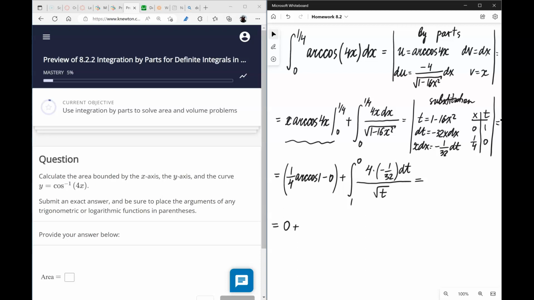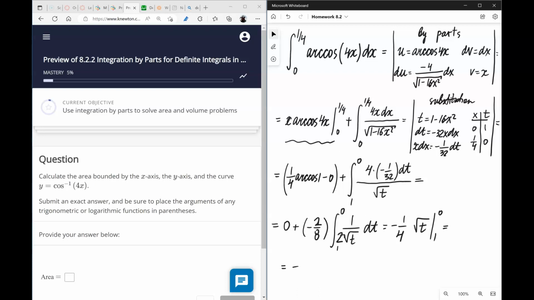We take out the negative 1/8, and now we have an integral of 1 over square root of t dt, but it's much easier to see the antiderivative of that if you just add an extra 2 over here and over here. So now we have negative 1/4, and square root of t is the antiderivative.